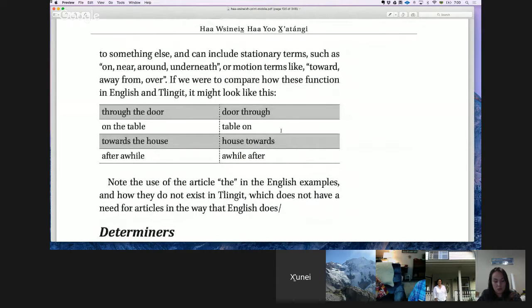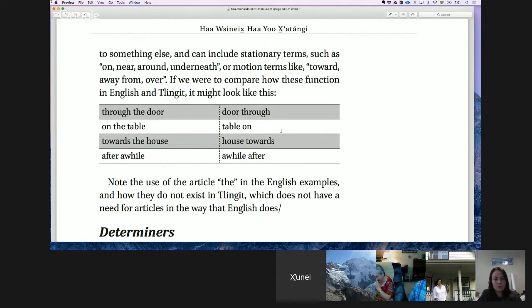So English has what we call prepositions, right? So through the door, on the table, towards the house, after a while. Tlingit uses postpositions, and so you always got to think of them as coming after. So one thing you could practice with your Tlingit is you could use them in English. So you could say, I'm going store to, right? And then you just drop your article, forget it.